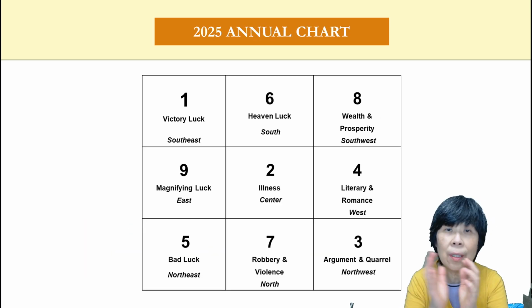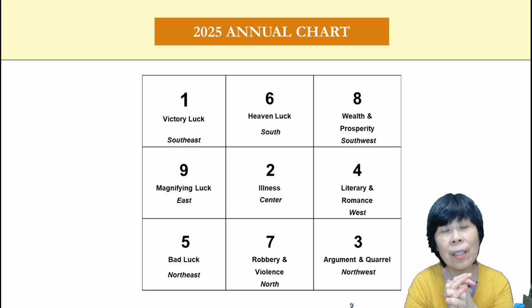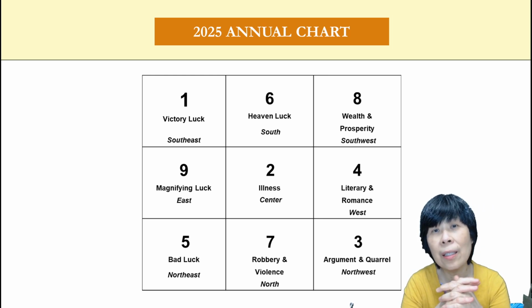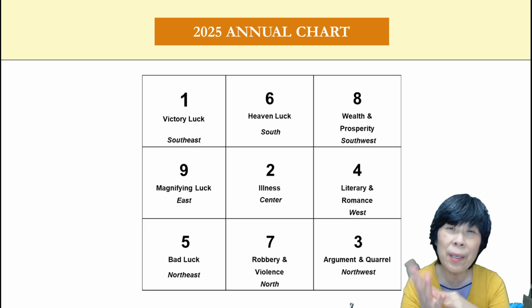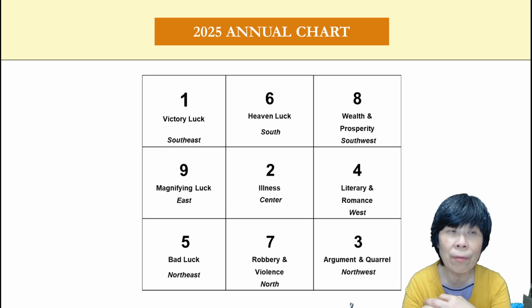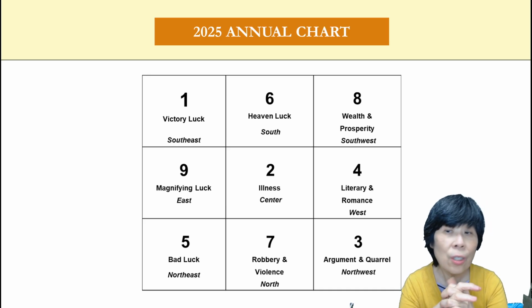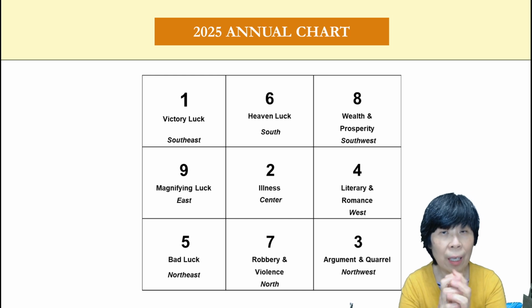Now let's go to the next chart, which is the annual flying star chart. Now, this is a secondary chart, but still it is very important, and definitely you cannot ignore this because an annual chi movement could either benefit or ruin the permanent chi distribution of a natal chart. Okay, so the annual chart, as you can see here, we have the 2025 annual chart. There's only one number here in each grid, and each number will signify a certain luck or a certain characteristic, bringing with it a certain type of energy.